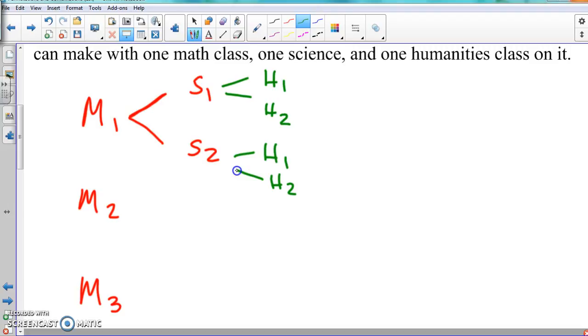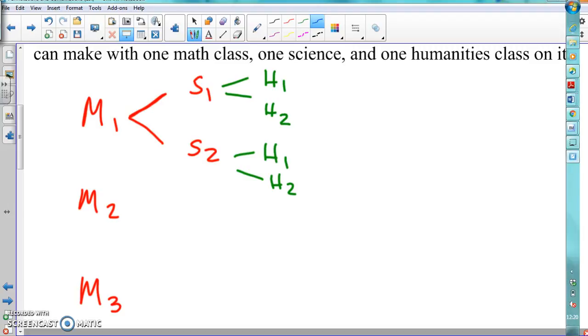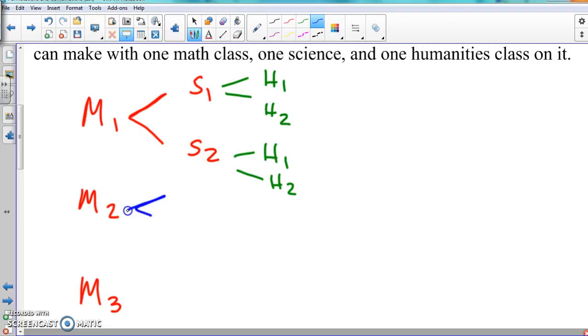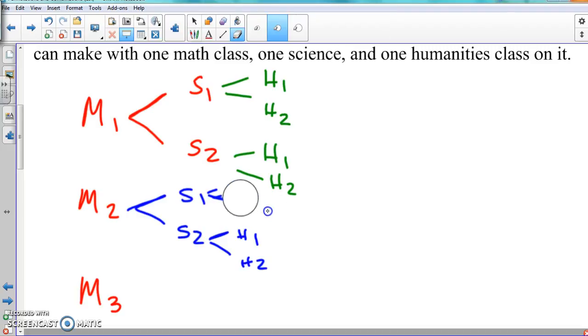And so that works the same way for math 2 and math 3. So we're going to do the exact same thing we just did there. For science 1, science 2, we have humanities 1, humanities 2. All right, and then here we have humanities 1 again, humanities 2. And I'm sorry, this looks really jacked up, my bad.